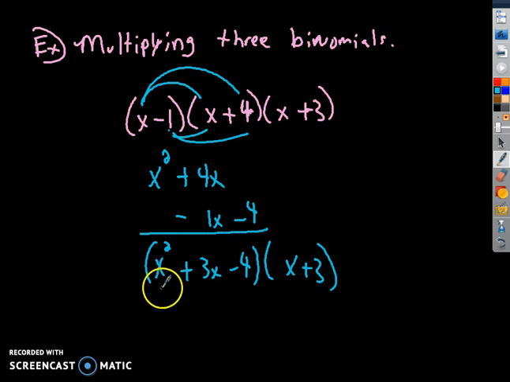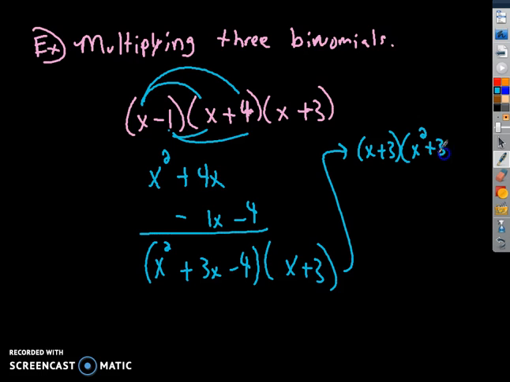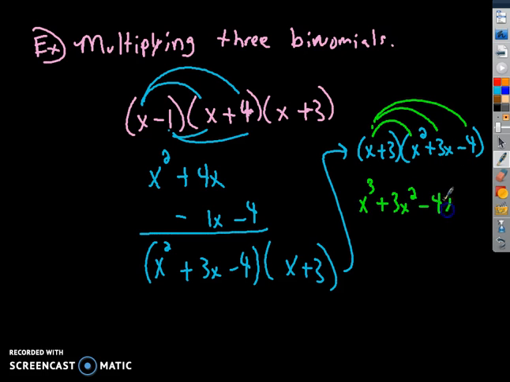Either you can take this long one and distribute each one into the shorter one. I find that very confusing. So I'll generally take the short one and put it in front. So it's the short one into the long one. I'll generally rewrite it, so I'll call it x plus 3, and then x squared plus 3x, subtract 4. And then distribute that into each term. So x goes in each one 3 times. So x times x squared is x to the third. x times 3x is positive 3x squared. x times negative 4 is negative 4x.